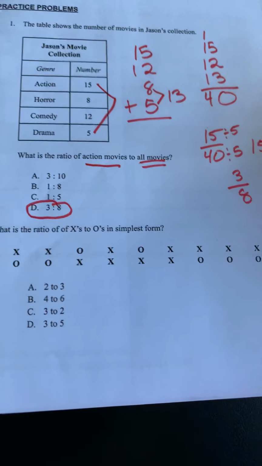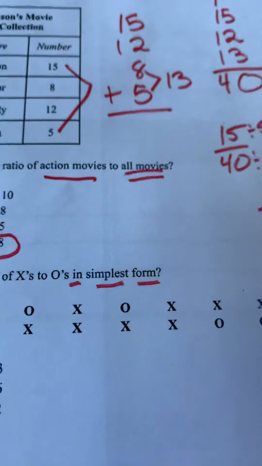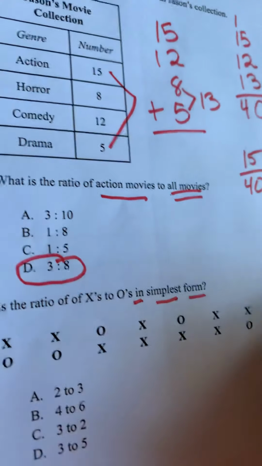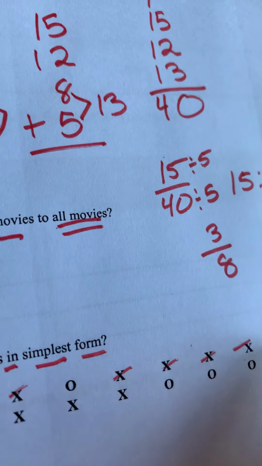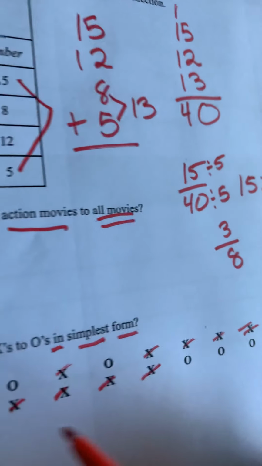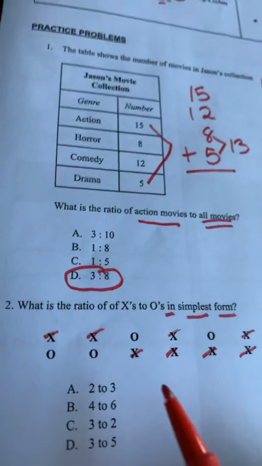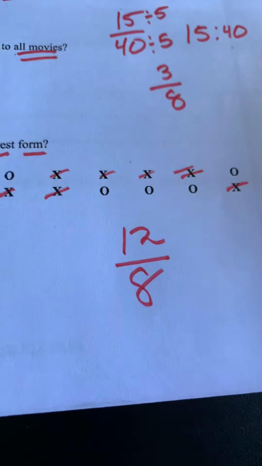All right, number 2. What is the ratio of X's to O's in simplest form? Keywords right here: in simplest form. First I really need to count how many X's I have. So I have 1, 2, 3, 4, 5, 6, 7, 8, 9, 10, 11, 12. X's is in front, so I'm going to put 12 on top. I'm going to write it as a fraction. And then I want to count O's: 1, 2, 3, 4, 5, 6, 7, 8. So I have the ratio of 12 to 8.